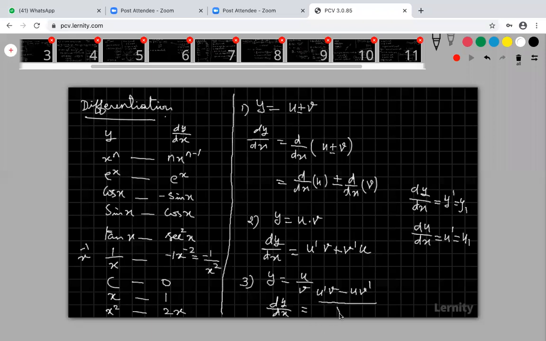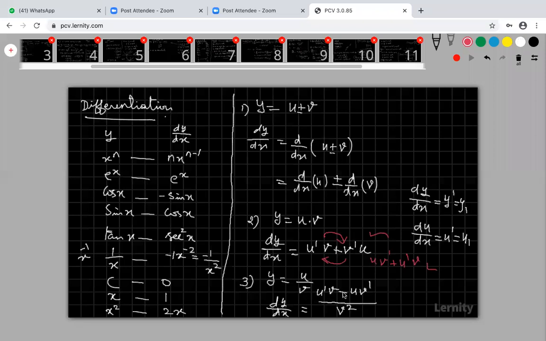So therefore, this is v square. Okay, u dash v minus uv dash divided by v square. Please try to understand. Here also u dash v plus v dash u, because if you change these two, no problem. Sir, I am changing this term here and this term here, sir. I am writing like that, sir. uv dash plus u dash v. Yeah, this is correct.